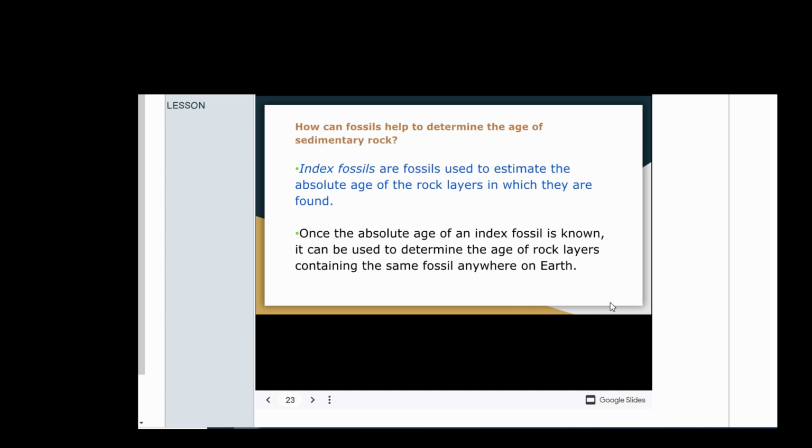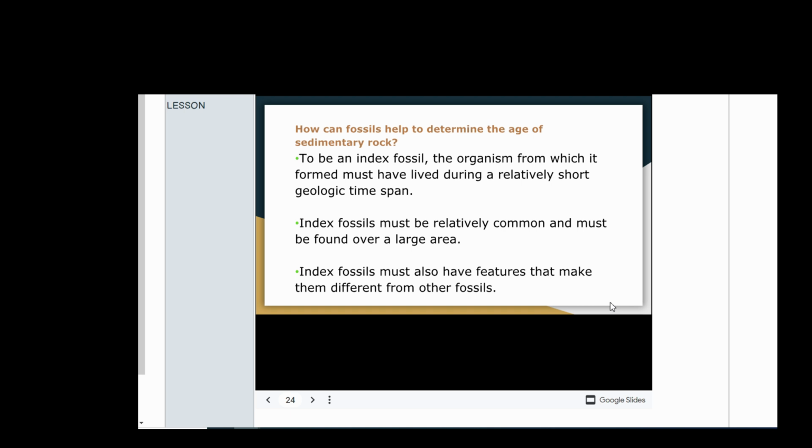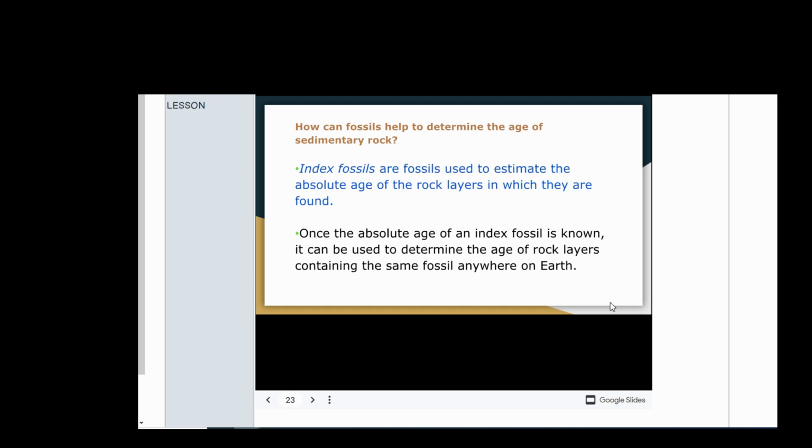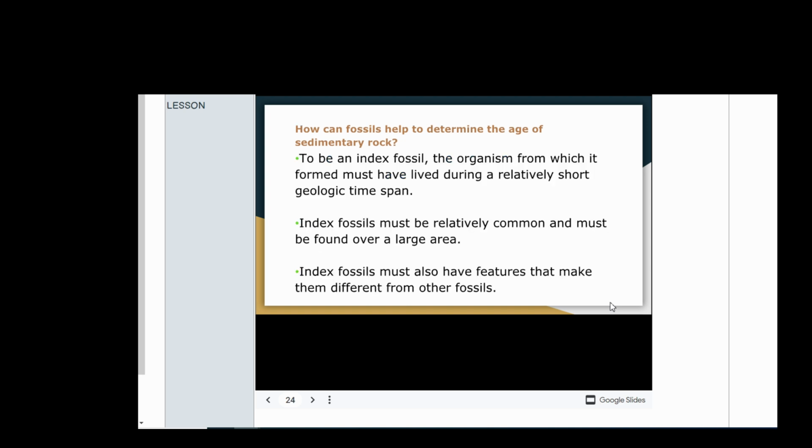We talked about index fossils. So that's going to be anytime you have a fossil in more than one location in the same rock layer, that's always going to be the same time frame, no matter where it is on Earth. So it has to be a common fossil over a large area, and it had to have lived in a short geologic time frame, and it has to be unique in some way.